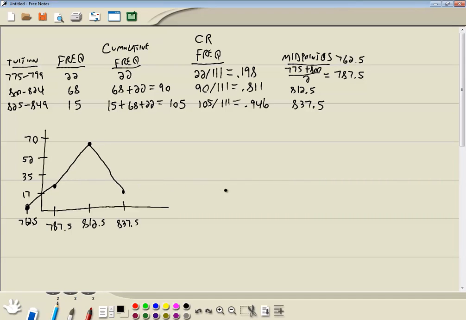And then you'll continue on that. And then your very last one, you'll add a point here at the very end where it again goes down to the 0 for the frequency.